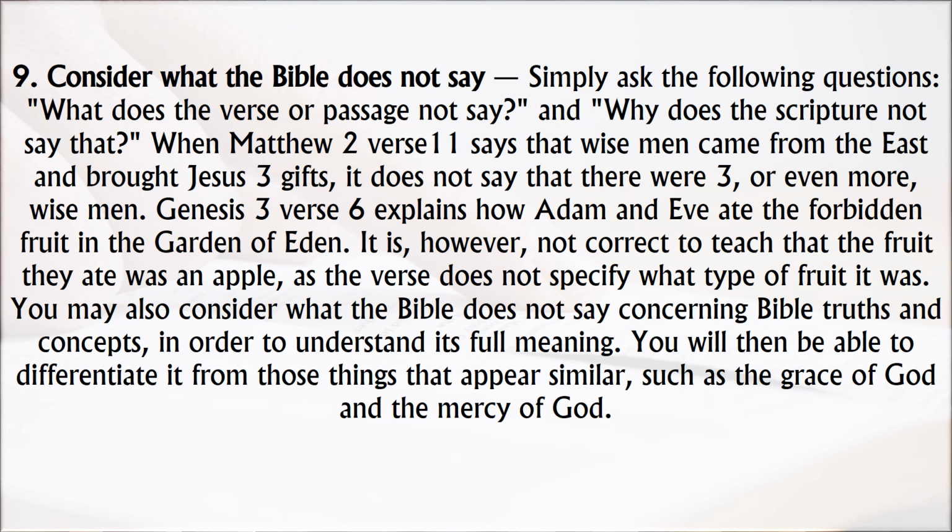When Matthew chapter 2 verse 11 says that wise men came from the east and brought Jesus 3 gifts, it does not say that there were 3, or even more, wise men. Genesis chapter 3 verse 6 explains how Adam and Eve ate the forbidden fruit in the Garden of Eden. It is, however, not correct to teach that the fruit they ate was an apple, as the verse does not specify what type of fruit it was.